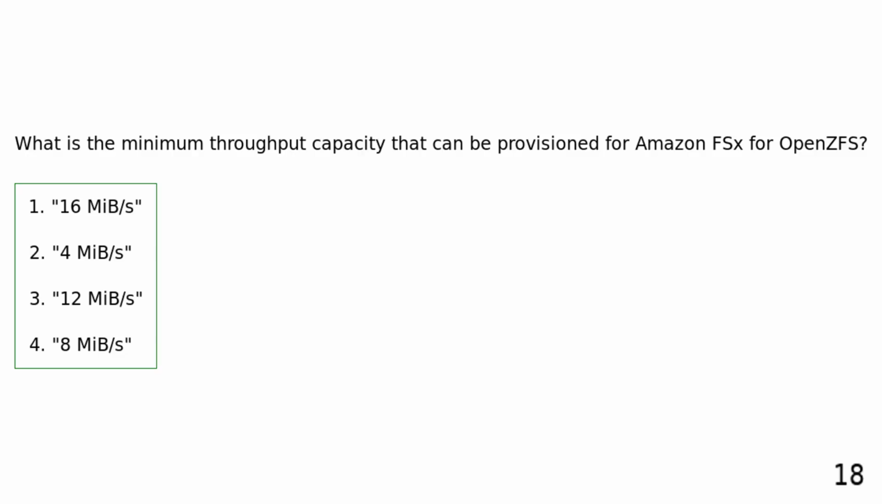What is the minimum throughput capacity that can be provisioned for Amazon FSx for OpenZFS? 16 MB/s. 4 MB/s. 12 MB/s. 8 MB/s. The minimum throughput capacity that can be provisioned for Amazon FSx for OpenZFS is 8 MB/s.